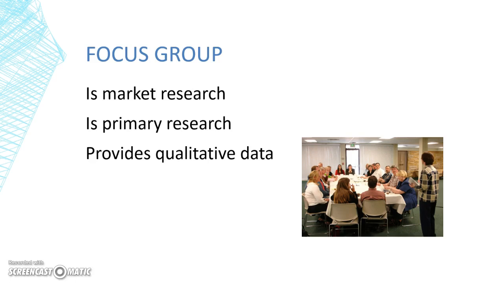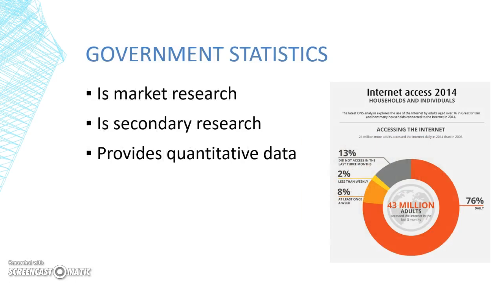So if we take our look at the next one, we've got government statistics. So this is about the number of people that are accessing the internet. Is it market research? Yeah, it definitely is. What type is it? It's secondary, because the business itself didn't conduct this research. This comes from the Office of National Statistics. So it's government statistics. And what types of data does it provide? It provides quantitative data because it's numbers, percentages.